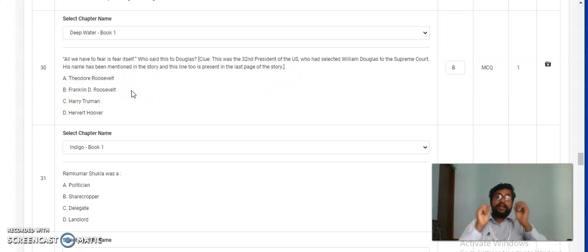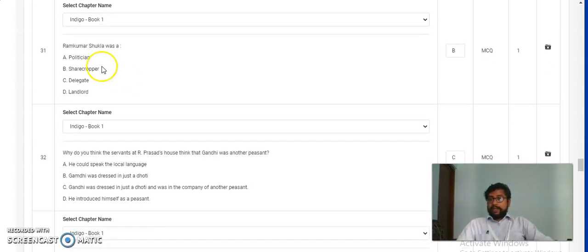As I've been asking you to do this, always sit for a test after you have read the text properly. It's very important. This is one of the questions which test your capacity. If you got this answer correct, good job. Moving on to the next chapter, Indigo, Ramkumar Shukla, answer sharecropper.